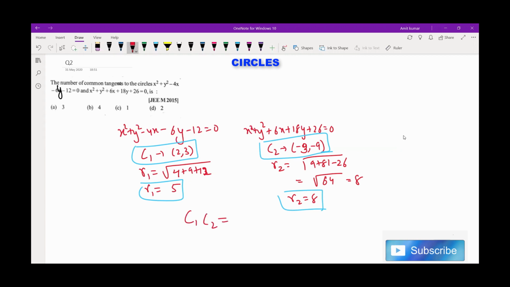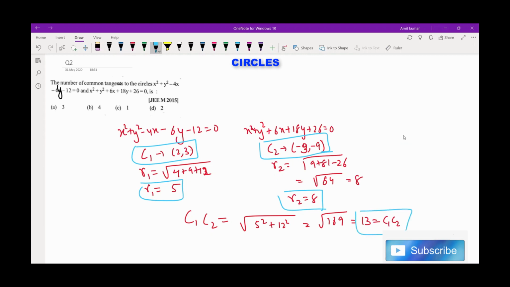The distance between the two centers is root of (2 minus of minus 3, that is plus 3, 2 plus 3 is 5) square, plus (3 minus of minus 9, that is plus 12) whole square. This is 25 plus 144, 169, and c1 c2 comes out to be 13.